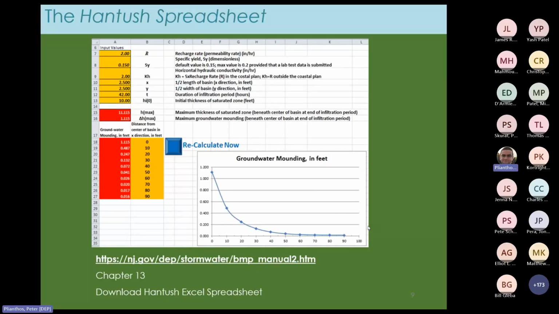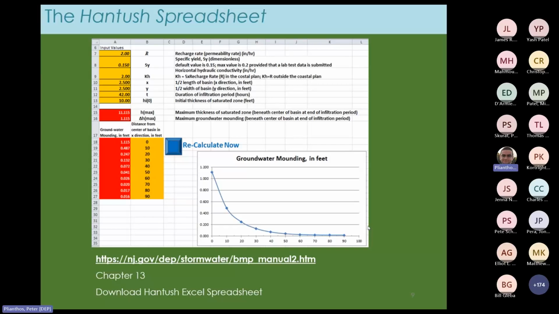This is a screenshot of the Hantush spreadsheet. If you have used the spreadsheet in the past, you may find the spreadsheet a little bit different from the spreadsheet that was posted on the USGS website. That's because in March 2020, DEP published and adopted a new BMP manual chapter titled Chapter 13, Groundwater Table Hydraulic Impact Assessments for Infiltration BMPs, which provides both detailed guidance regarding the input values and examples illustrating how to conduct the groundwater mounding analysis.